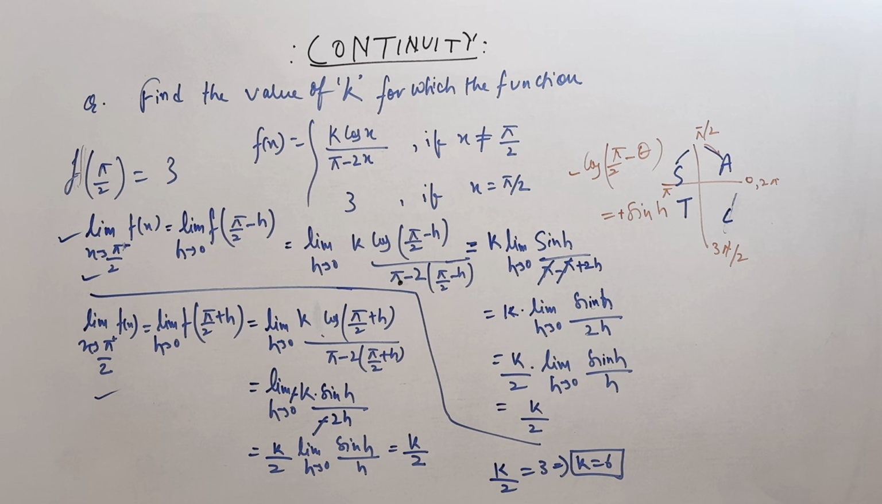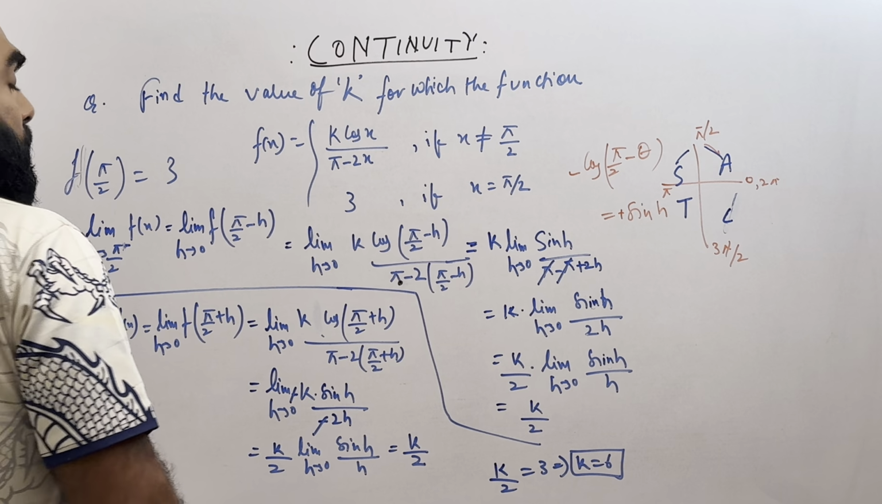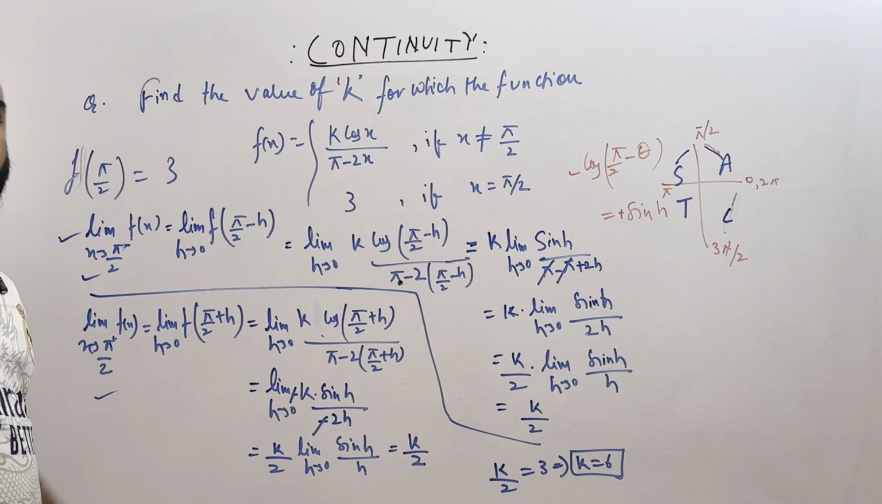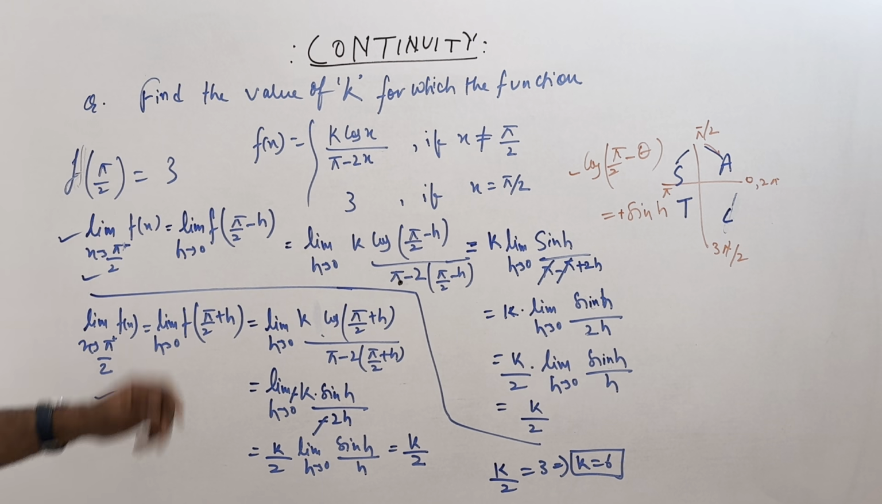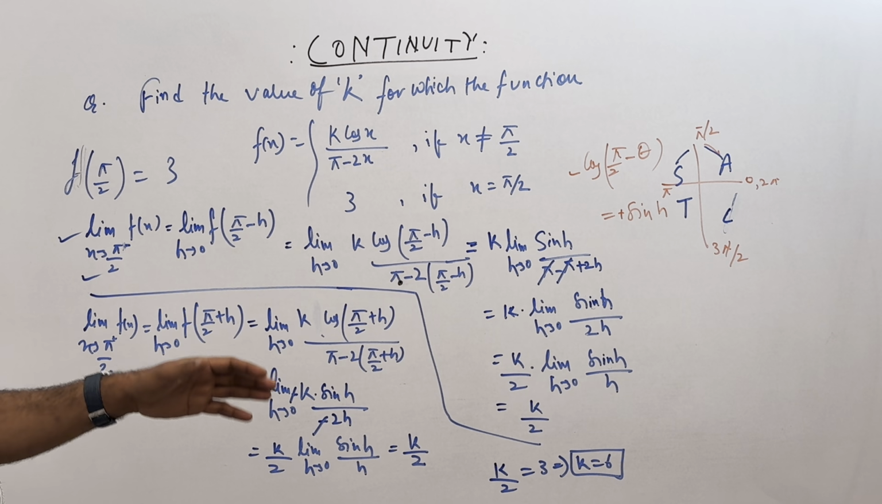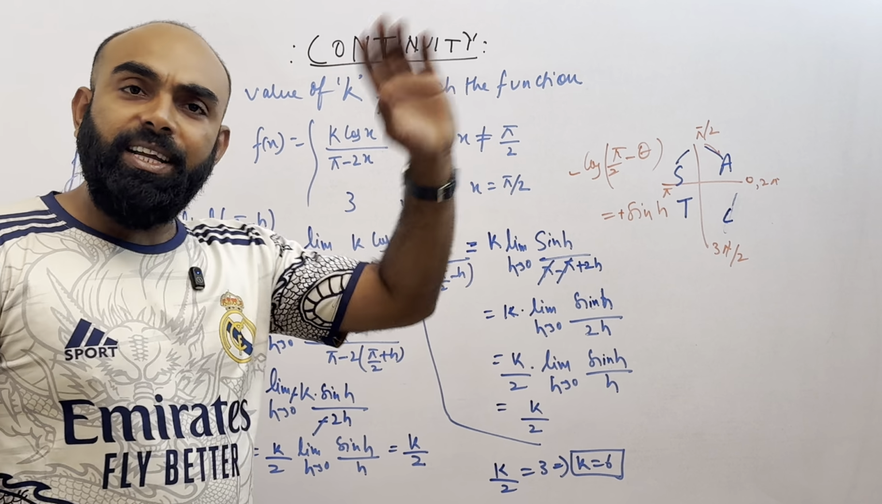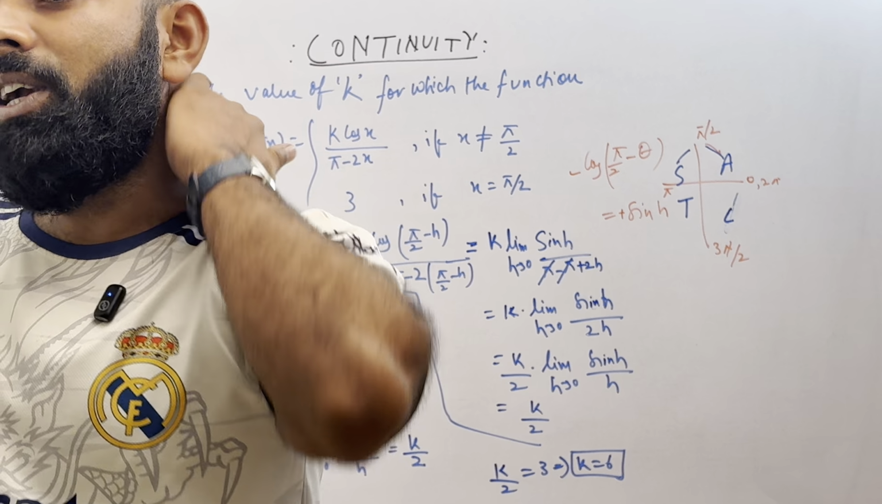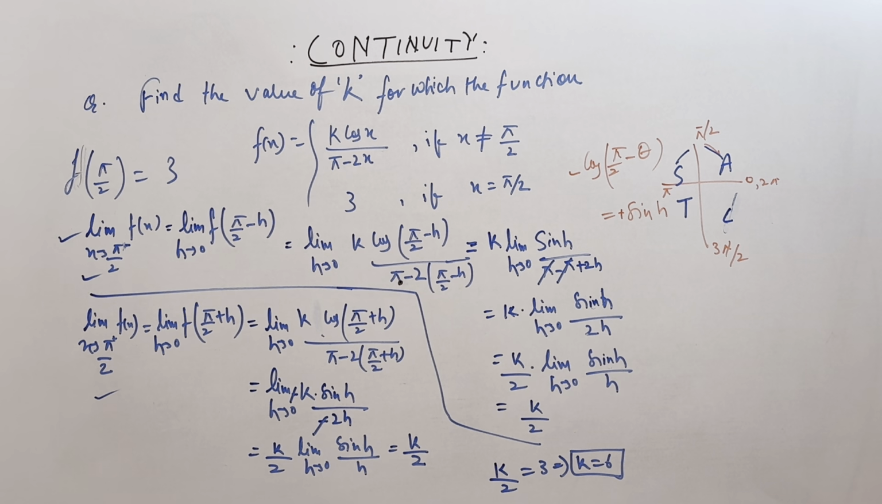You will write: limit x tends to pi by 2 minus f of x is equal to k by 2, limit x tends to pi by 2 plus f of x is also k by 2, and f of pi by 2 is 3 only. Since limit x tends to a minus f of x equals limit x tends to a plus f of x equals f of a is the condition for continuity of the function, I can say the k value is 6 here. Clear? Clear, sir?